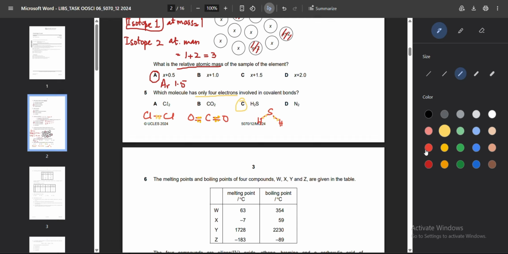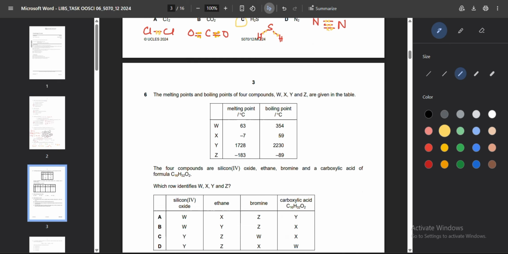But let's also draw the structure of nitrogen molecule, which has a triple covalent bond in it. And in a triple covalent bond, how many electrons are there? 1, 2, 3, 4, 5 and 6, means 6 electrons or 3 pairs of electrons are involved. The correct option is option C.